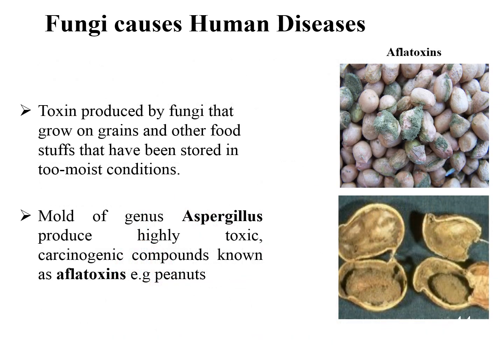Fungi also produce toxins that are dangerous to humans. A toxin is produced by fungi that grow on grain and other foodstuffs that have been stored in too moist conditions. Mold of genus Aspergillus produces a highly toxic carcinogenic compound known as aflatoxin. You can see in the picture many peanuts are infected by this fungus.